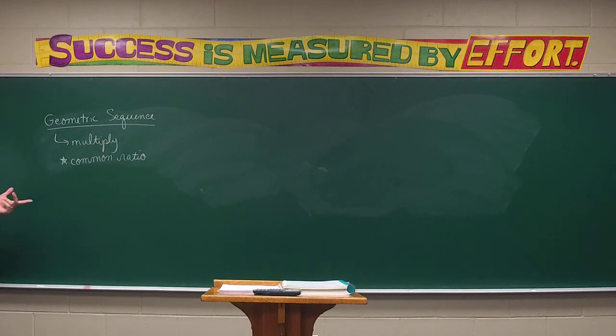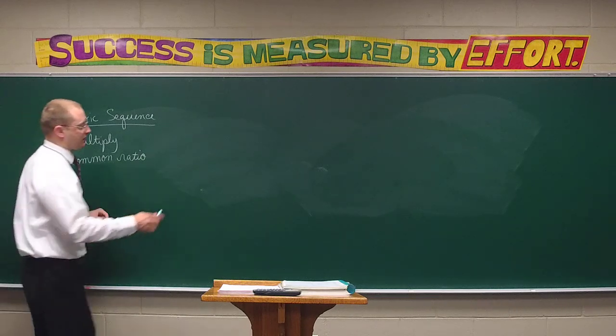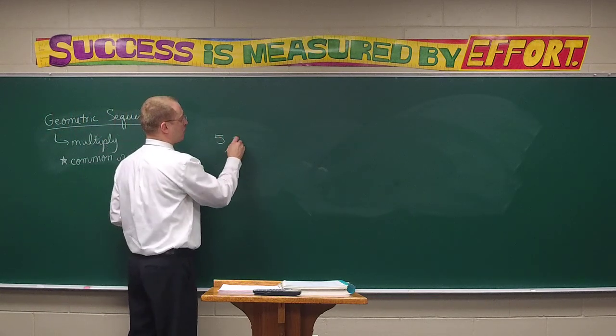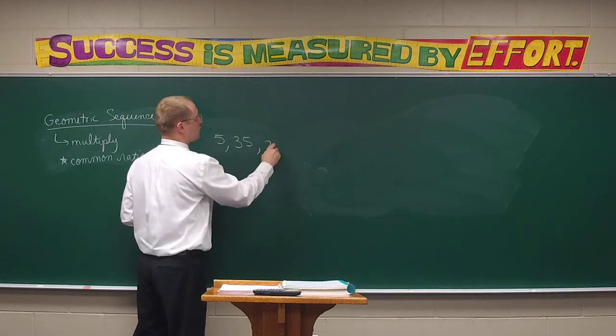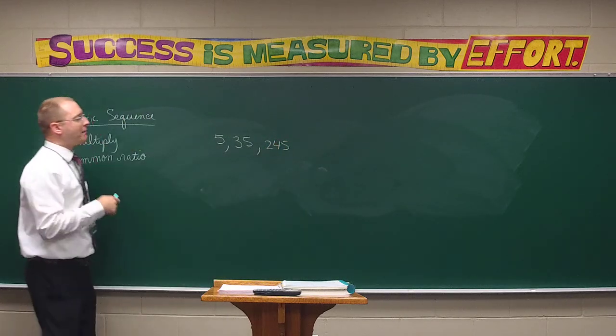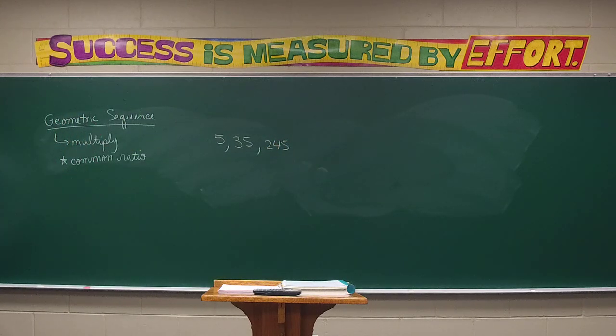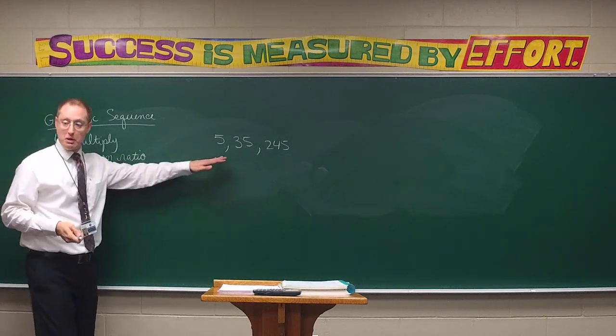So mentally, you've got to keep these facts straight. Arithmetic, you add a common difference. Geometric, you multiply by a common ratio. For instance, if I started with a 5, and then I went to a 35, and then I went to a 245, what am I multiplying by here, class? A 7. So 7 would be the common ratio.